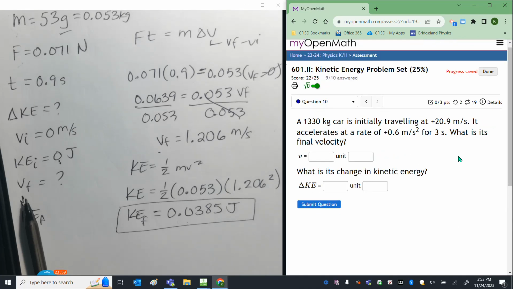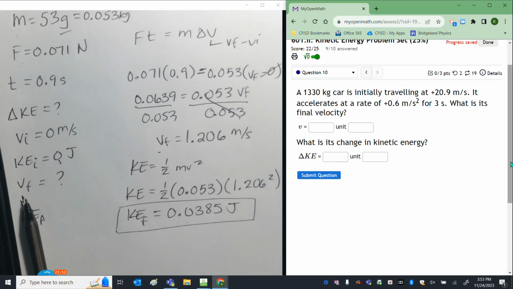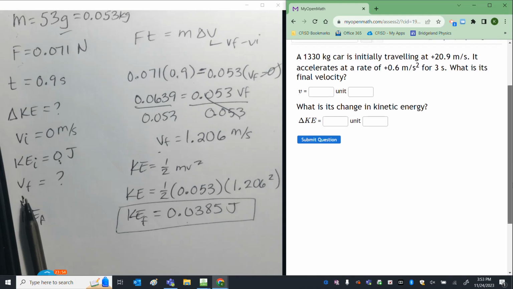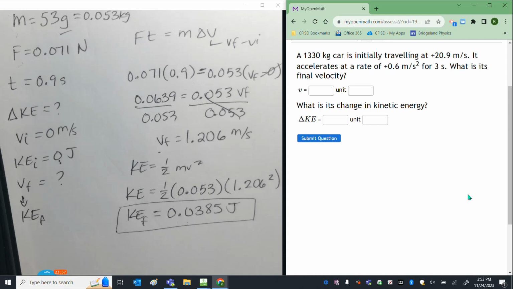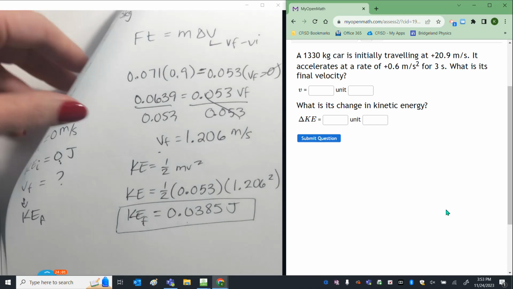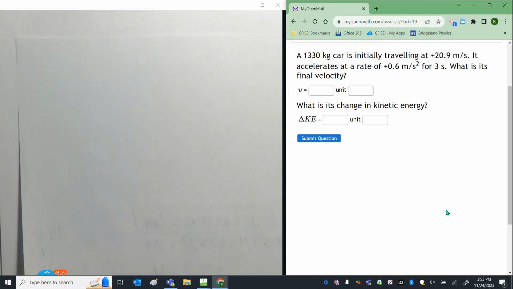All right, this is the last question, question 10 in the assignment 601.2. It says, a 1,330 kilogram car is initially traveling at 20.9 meters per second. It accelerates at a rate of 0.6 meters per second squared for 3 seconds. What is its final velocity?